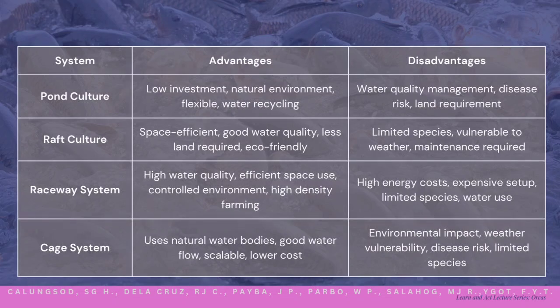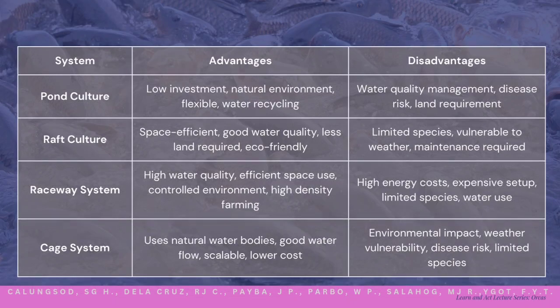For a third culture, we have the cage or pen culture. Cage and pen culture are used for species like milkfish, grouper, sea bass, siganid, snapper, and tilapia. In this system, fish are raised in cages or pens, placed in natural water bodies such as seas, lakes, or rivers. For our advantages, we have the efficient use of natural water bodies.